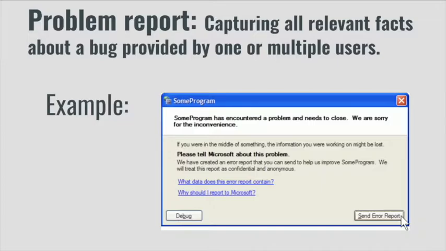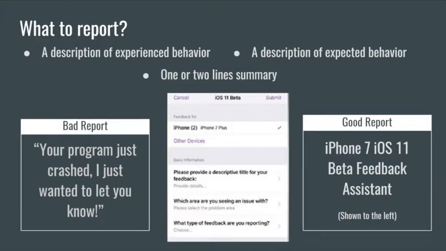What to report? Well, bug reports need 3 basic pieces of information. Number 1, a description of the experienced behavior. Number 2, a description of what was expected. And then finally, a one-line summary.